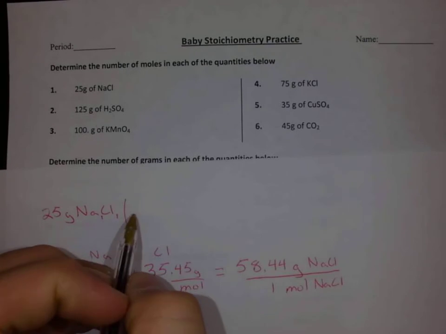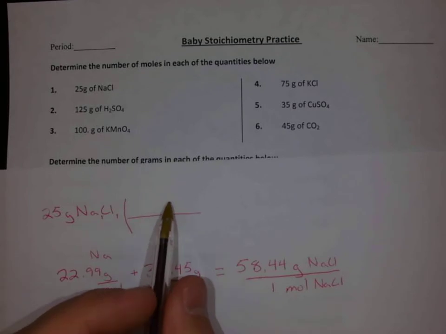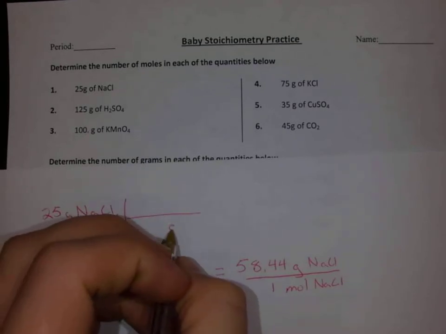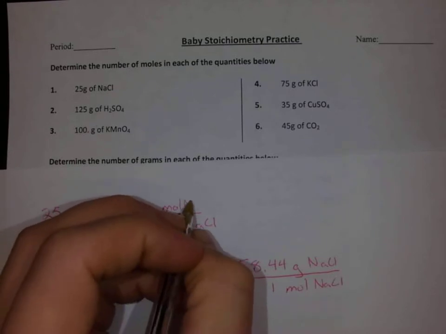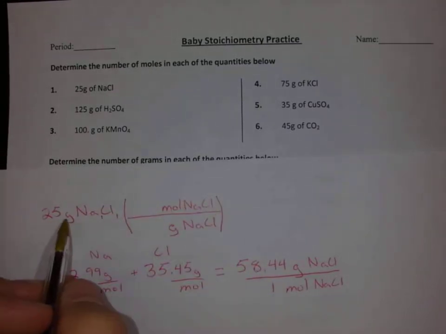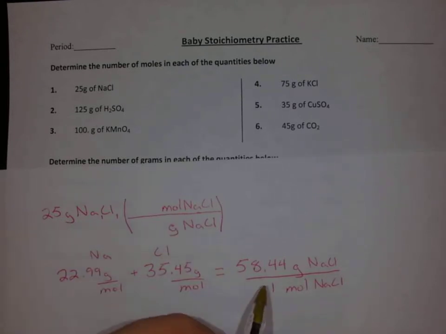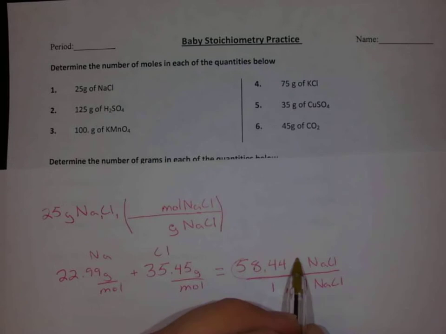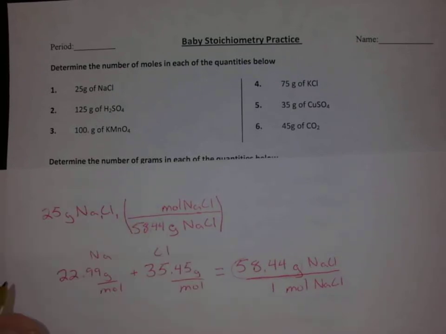So what I need to do is put a conversion bracket on here. I need to get grams to cancel out, and I need moles left over on top. So I'm going to put grams of NaCl on the bottom and moles of NaCl on top. Now my grams of NaCl is going to cancel with grams of NaCl, and my moles of NaCl is going to be left over. But what do I do with my numbers? I had 58.44 grams. So I have to put 58.44 grams of NaCl on the bottom and 1 mole up top.